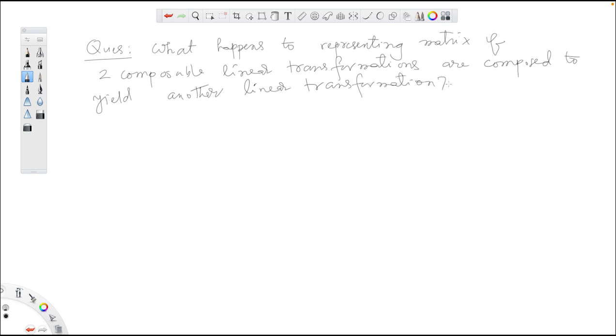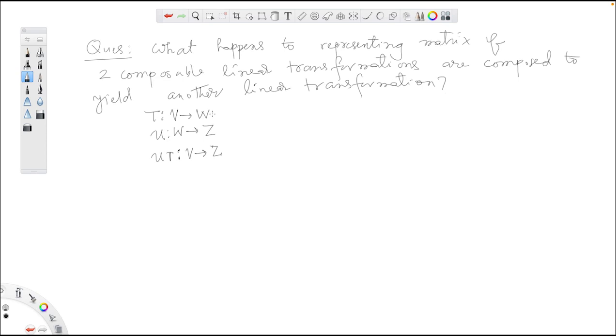Okay. So it means that if T is a linear transformation from a finite dimensional vector space V to another finite dimensional vector space W, and U is a linear transformation from the finite dimensional vector space W to another finite dimensional vector space Z, then we know that we can compose these two linear transformations to find a linear transformation called U composed with T, which is going to be a linear transformation from the vector space V to the vector space Z, right?